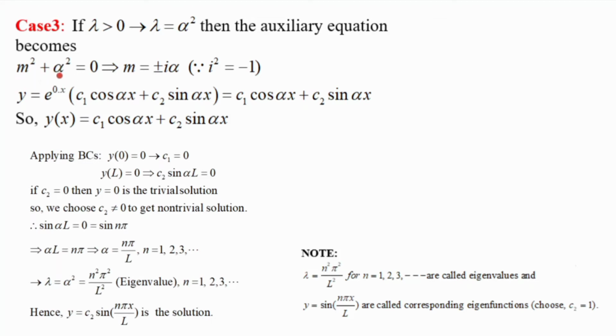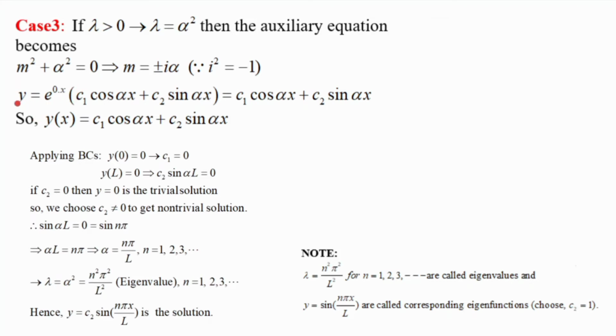So when we solve this equation, we get m equal to plus minus i alpha. So this is a complex root where the real part is 0 and the imaginary part is alpha. That means it is case number 3 for the differential equation with constant coefficients.